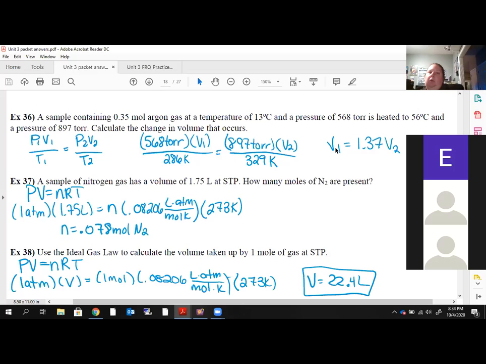So, how did you calculate it? What were your steps? Okay, the first thing I did was cross multiply, because I like cross multiplying. You could also just take 568 divided by 286 and simplify that, and then 897 divided by 329, simplify that, and then I divided both sides to get V1 by itself.